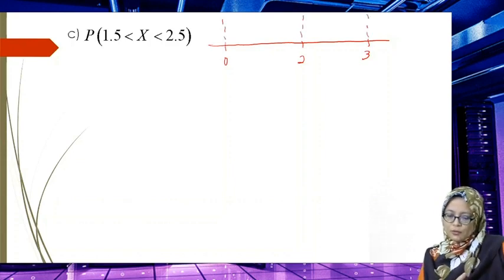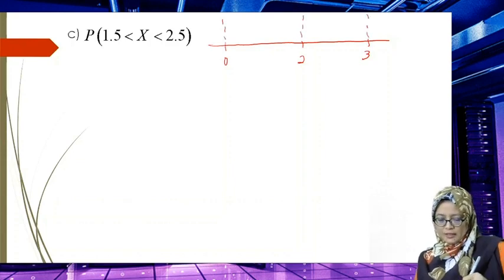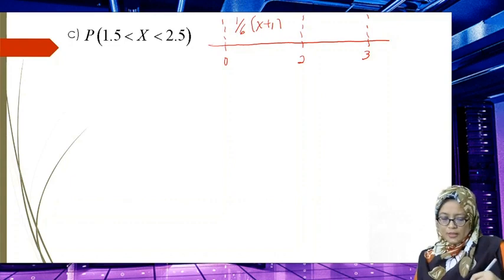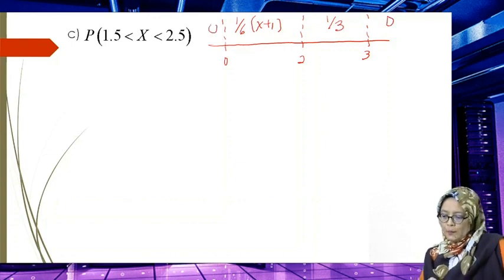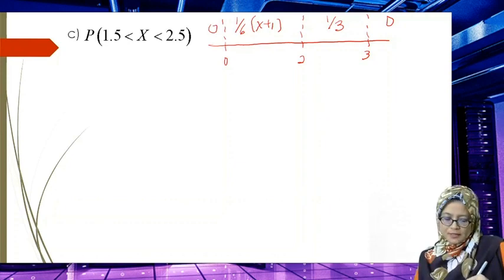Okay, so 0 to 2 tadi function dia adalah 1 over 6 x plus 1. So interval 2 to 3 function dia is 1 over 3. So other than that interval is 0. Okay, so kita nak cari nilai 1.5 until 2.5. So 1.5 is here. So 2.5 is here.